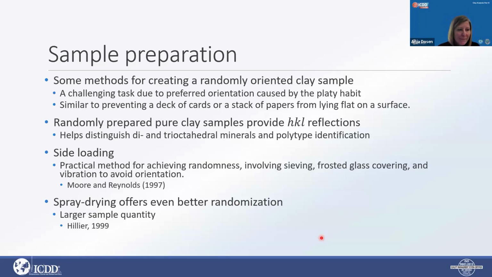Now, randomly prepared samples will show all HKL reflections of clay, and we can distinguish different polytypes like that, for example. So one of the ways of randomizing the sample is when you prepare it, you can shake it, sieve it, and then maybe side load it. That means that you will help these particles fall down in different orientations, and you'll side load it against an etched or frosted slide that won't have a smooth surface. It will have a rough surface. So that's something that can be done.